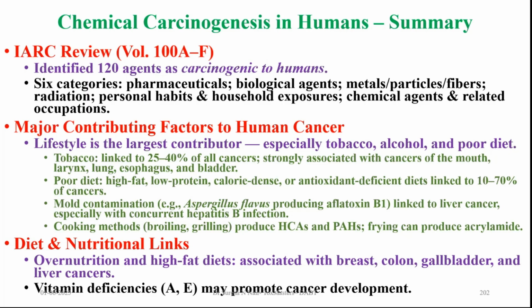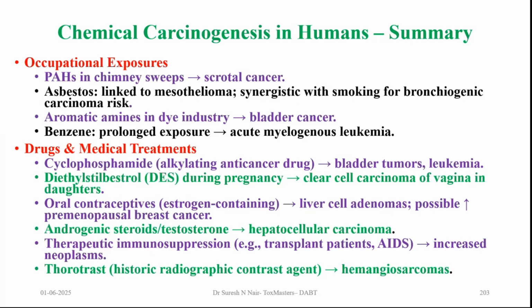But in case of tumors, overnutrition and a high fat diet contribute to an increased risk for cancer. And then vitamin deficiencies, like vitamin A and vitamin E. Vitamin E is obvious because of its antioxidant activity. It can promote cancer development. Then occupational exposures, the polycyclic aromatic hydrocarbons in chimney soot, because that is the first cancer where the etiology was found out. Then the drugs and medical treatments.